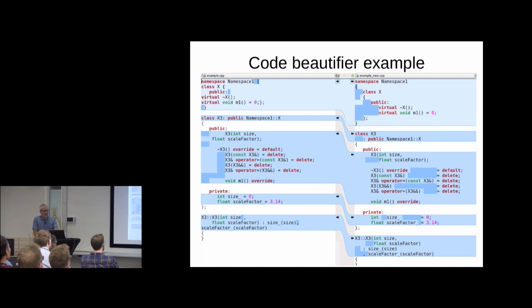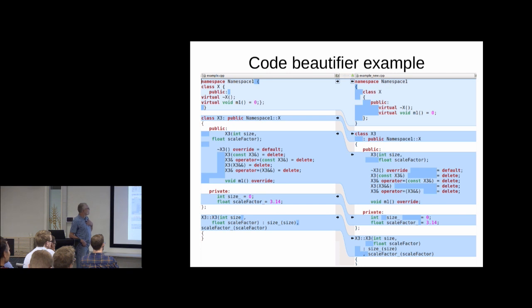This is an example of what the tool has done. I would say the code on the left is a mess. The indentation is crazy, the placement of the braces is crazy. But on the right, you can see it has formatted all the bracing according to the Allman style that we use. You can see that member variables are aligned.